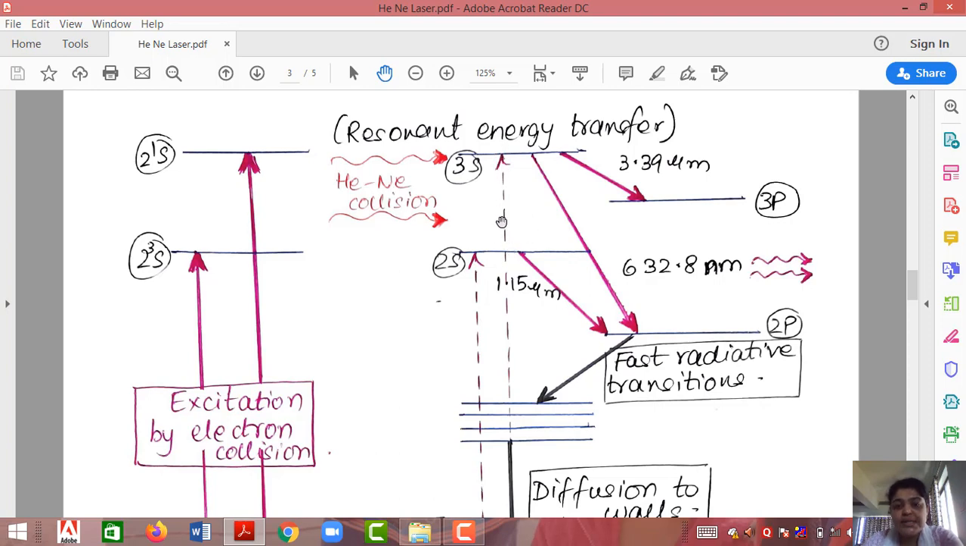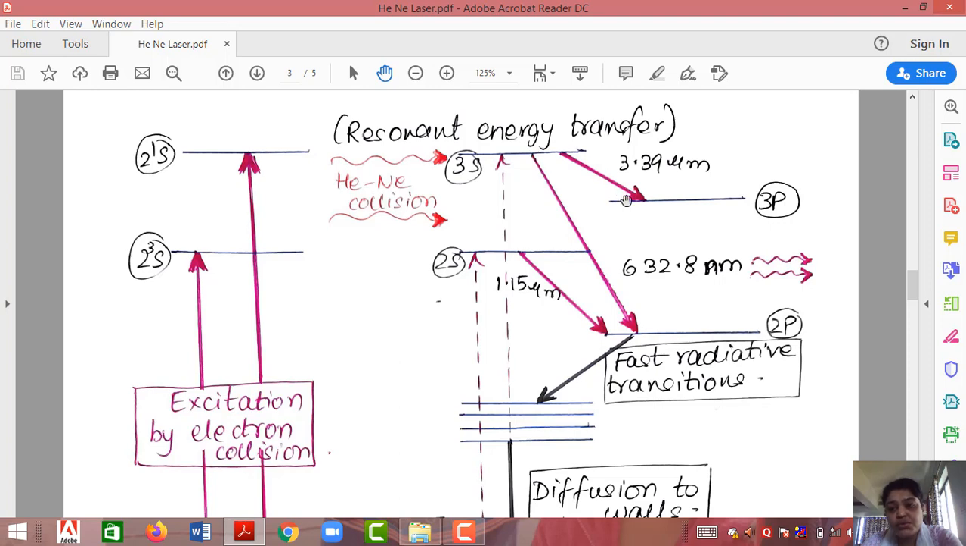Now 2s and 3s, because it is an excited state, the lifetime of atoms in this band is very, very less, right? Because they are highly unstable. So definitely they are spontaneously going to decay. So what happens when the neon atoms spontaneously decay? Because they are from two different levels, they will come down to two different levels.